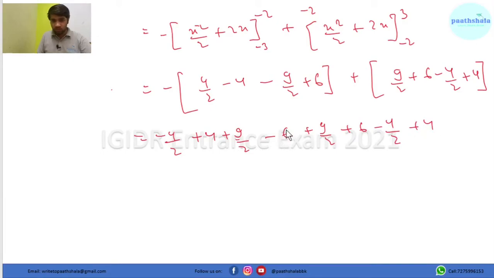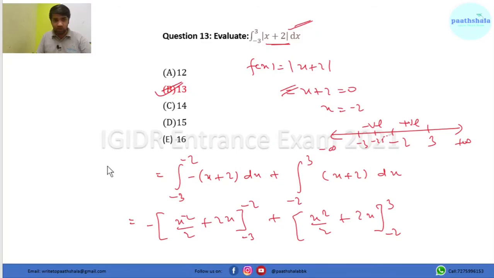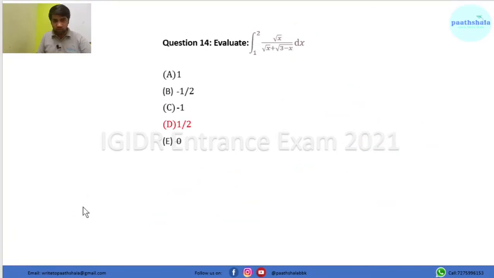Here you can see that minus 6 plus 6 gets eliminated, and minus 4 by 2 and minus 4 by 2 will come out to be minus 4, and then 4 plus 4 is 8, and 9 by 2 plus 9 by 2 is 9. So this is 17 minus 4, that is 13. If we go by the choices, option B is the right option. Now let's move to the next question.